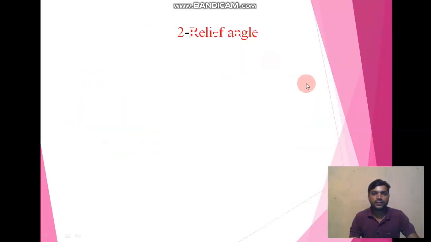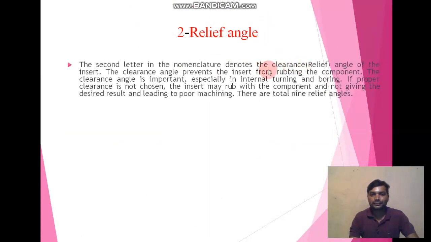Let us discuss the second position. The second position indicates the relief angle, also called clearance angle. The second letter in the nomenclature denotes the angle of the inserts. The clearance angle prevents the insert from rubbing over the component, and it is important especially in internal turning and boring. If clearance is not given, the insert may rub over the component and we get poor machining finish. Here we have a total of 9 relief angles.